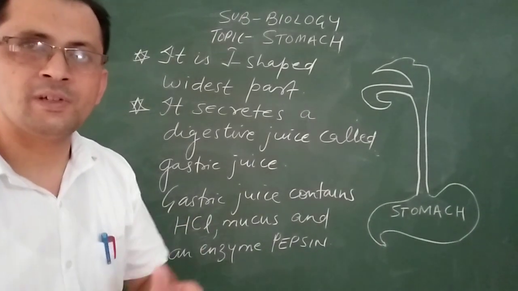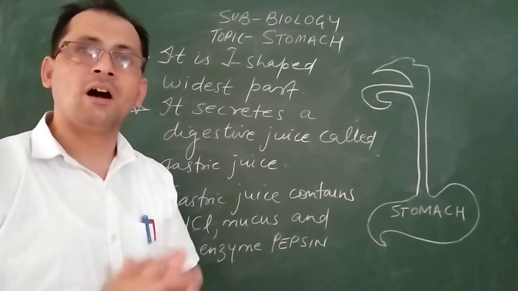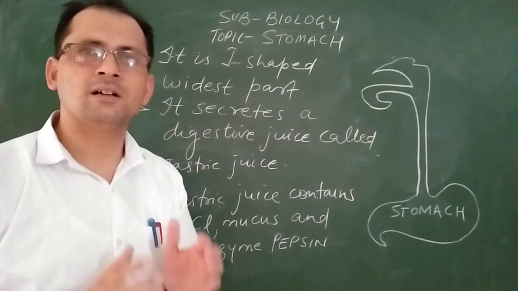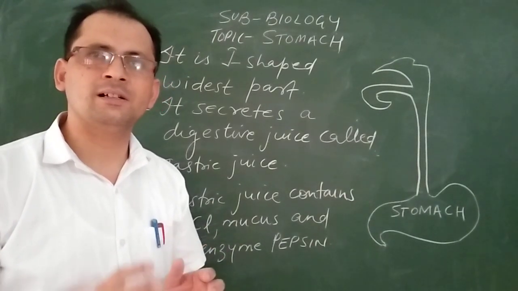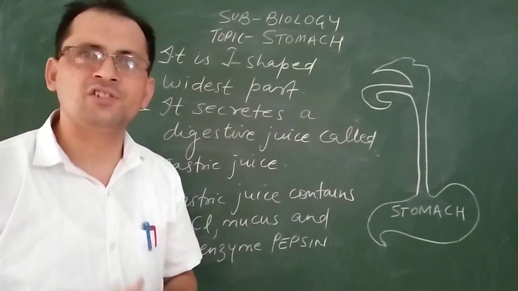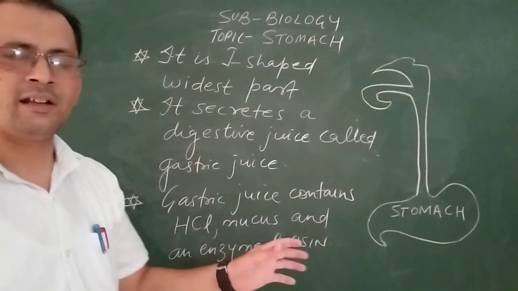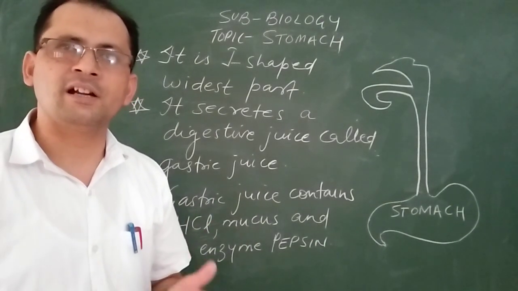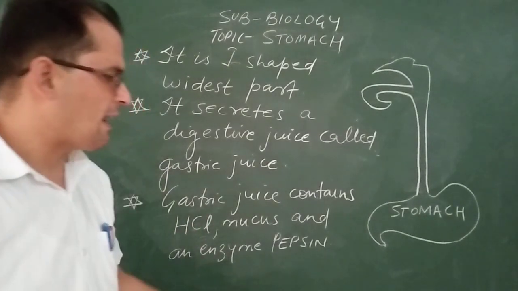Now the gastric juice which is secreted by the inner wall of the stomach contains hydrochloric acid. It contains an acid which is known as hydrochloric acid, along with mucus. Mucus is a slimy, sticky substance, and it contains an enzyme which is known as pepsin. So this stomach is the widest part of the alimentary canal, its inner wall secretes gastric juice which contains hydrochloric acid, mucus, and an enzyme known as pepsin.